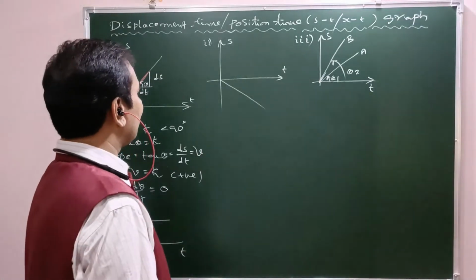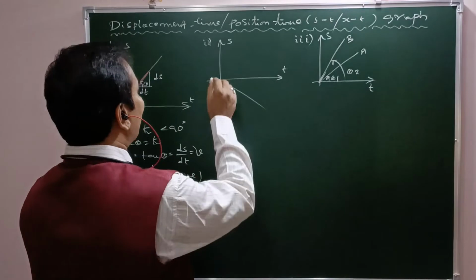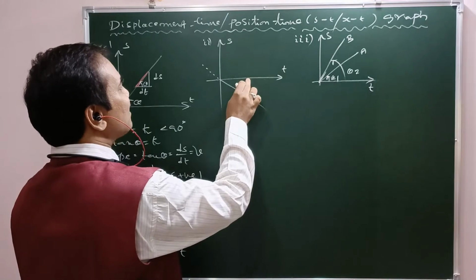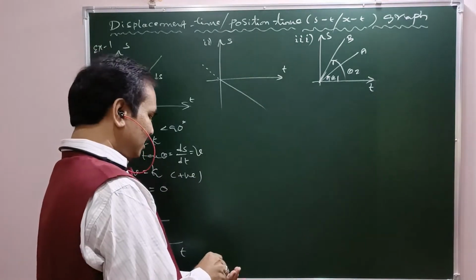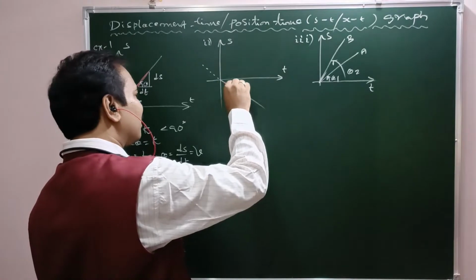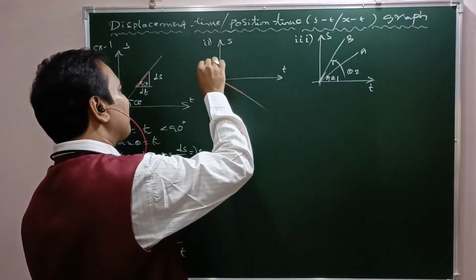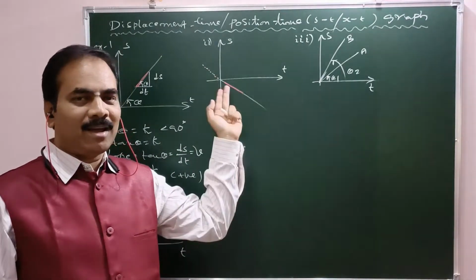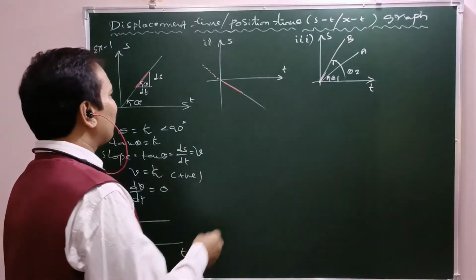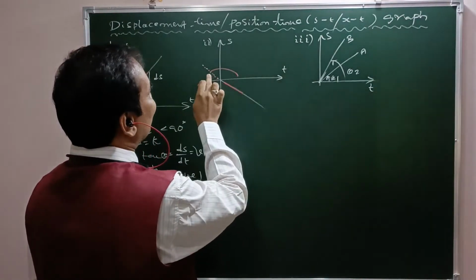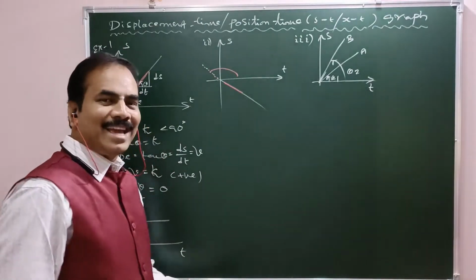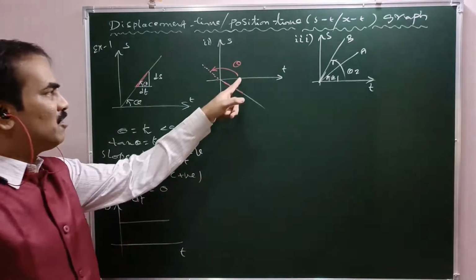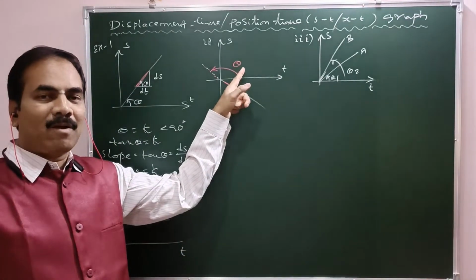Coming to the second diagram, suppose I extend the same graph like that. See, this is the x axis. If I draw one tangent like that, otherwise here also a tangent, the tangent once again coincides with the line itself, because the line is a straight line here. So what about theta here? The angle made by the tangent with the time axis, or x axis, is theta. Here theta is an obtuse angle, greater than 90. So for an obtuse angle, what about the tan value?